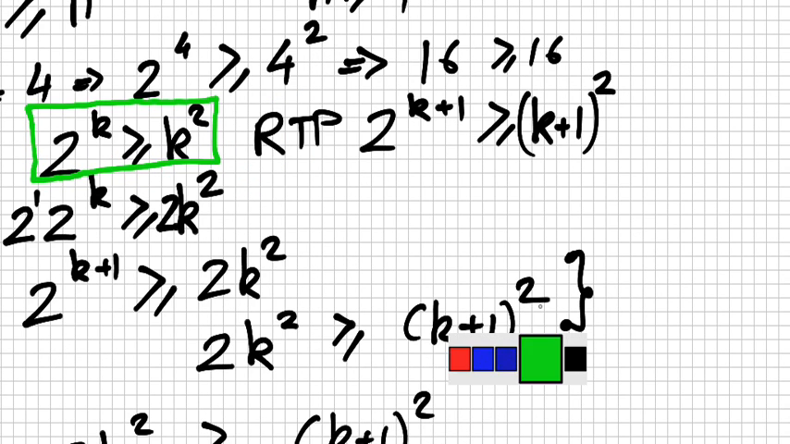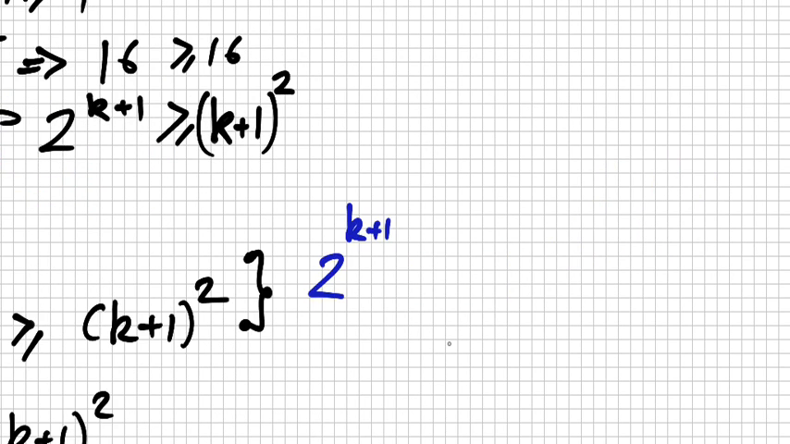So that means we have 2 power k plus 1, that's bigger than or equal to k plus 1 squared. So that's really the end of the proof now, because we have shown that if you assume it's true for case k, it follows that it's true for case k plus 1. It is true for case 4, the first case, so it follows that it's true for case 4 plus 1, true for case 5, and so on and so on.